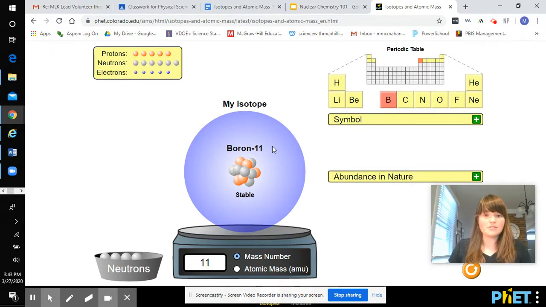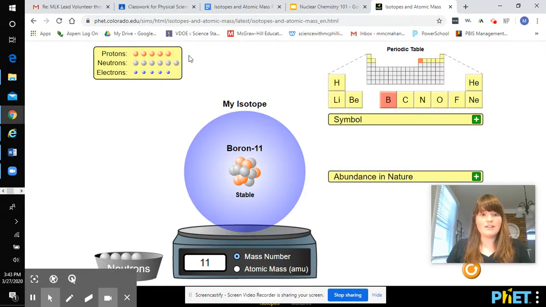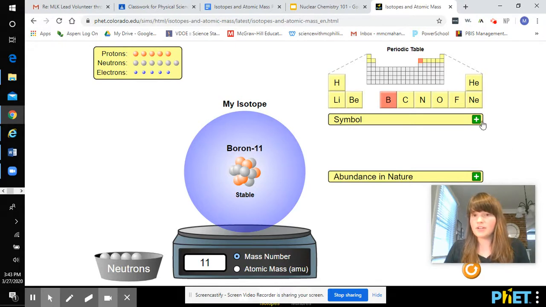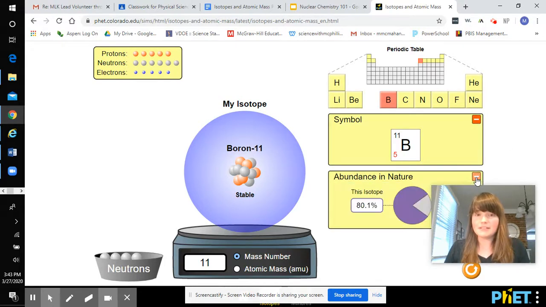One thing to point out here as well is that it has the blue sphere, which represents the electron cloud. If you look up here at the top, then you can count the number of protons, neutrons, and electrons in this atom. So boron-11 has 5 protons and 6 neutrons, and it has 5 electrons. We'll click on the symbol and the abundance in nature.